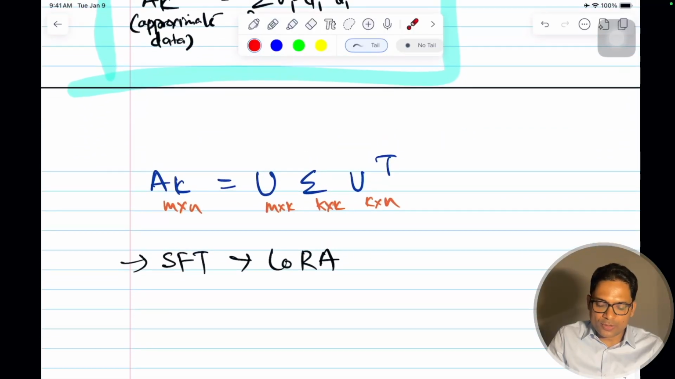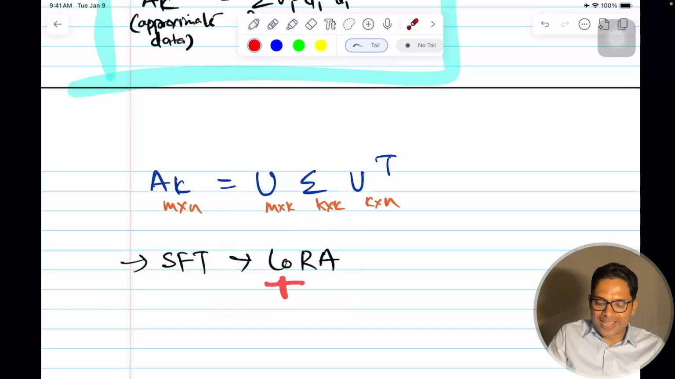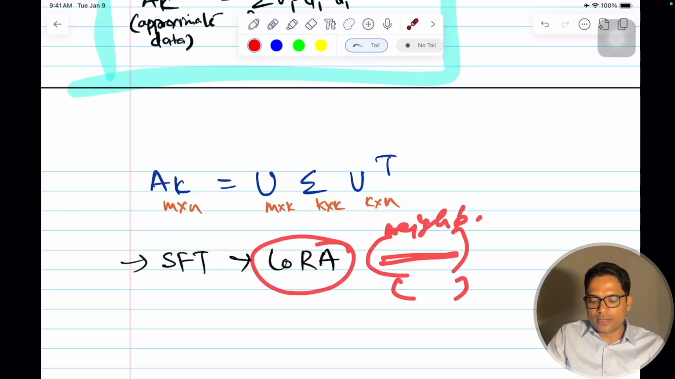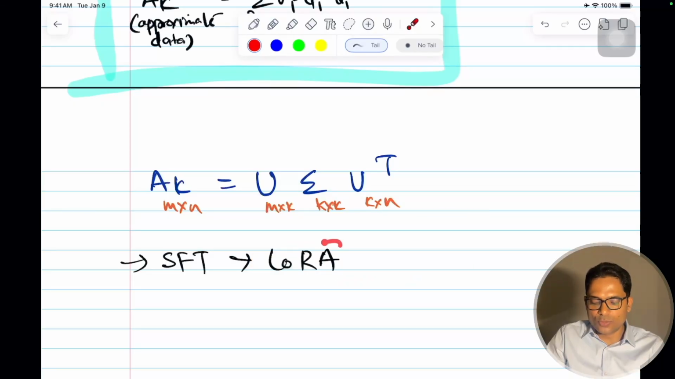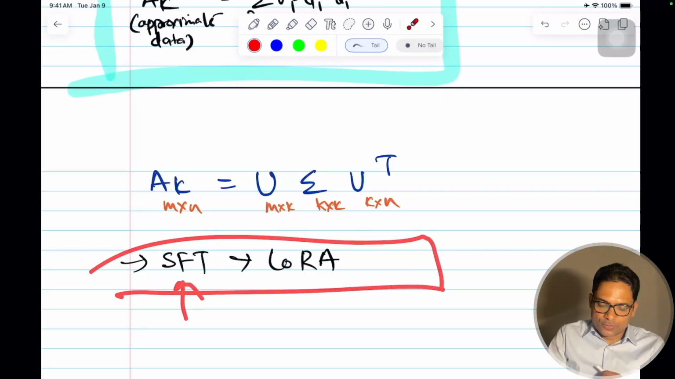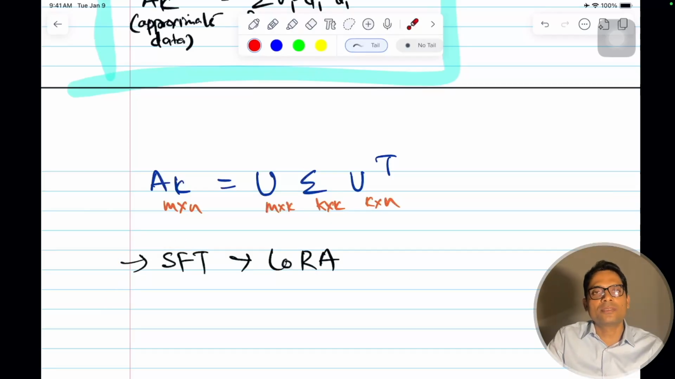That is used in a technique for supervised fine tuning called low rank adaptation. Do not confuse this: in low rank adaptation, the weights of the pre-trained model are not changed and the lower rank matrices are changed. There is a variation of this called QLoRA, which is quantized low rank adaptation. That's all I had to tell you about singular value decomposition and low rank approximation.